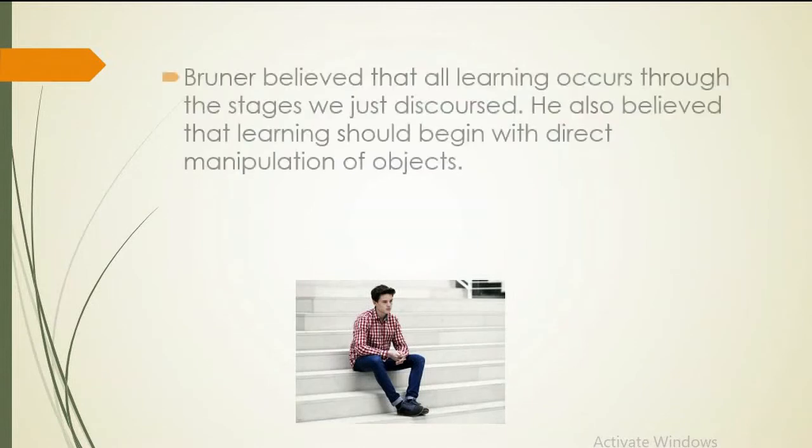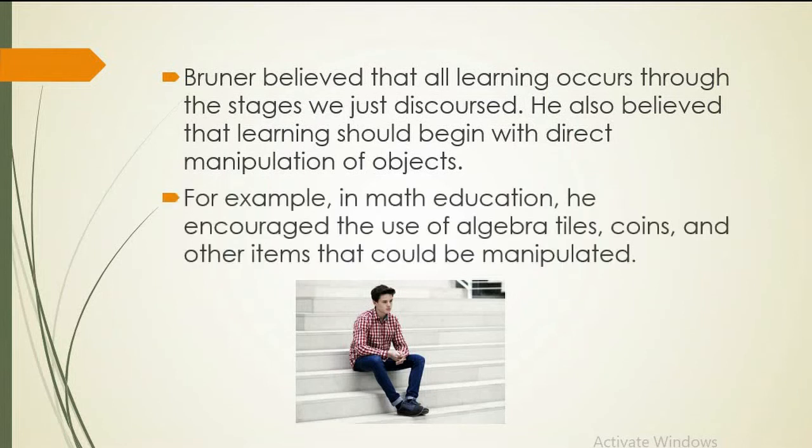Bruner believed that all learning occurs through the stages we just discussed. He also believed that learning should begin with direct manipulation of objects. For example, in math education, he encouraged the use of algebra tiles, coins, and other items that could be manipulated.